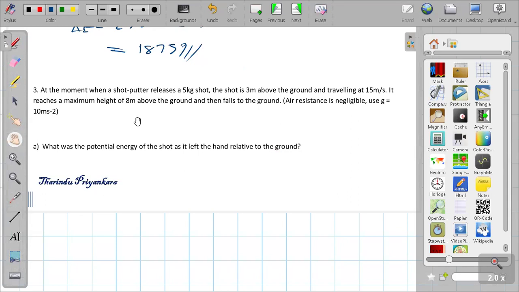At the moment when a shot putter releases a 5 kilogram shot, the shot is 3 meters above the ground and traveling at 15 m/s. It reaches a maximum height 8 meters above the ground and then falls to the ground. Air resistance is negligible. What is the potential energy when it left the hand relative to the ground? EP is mgh, 5 times 10 times 3, which is 150 joules. Very simple one.